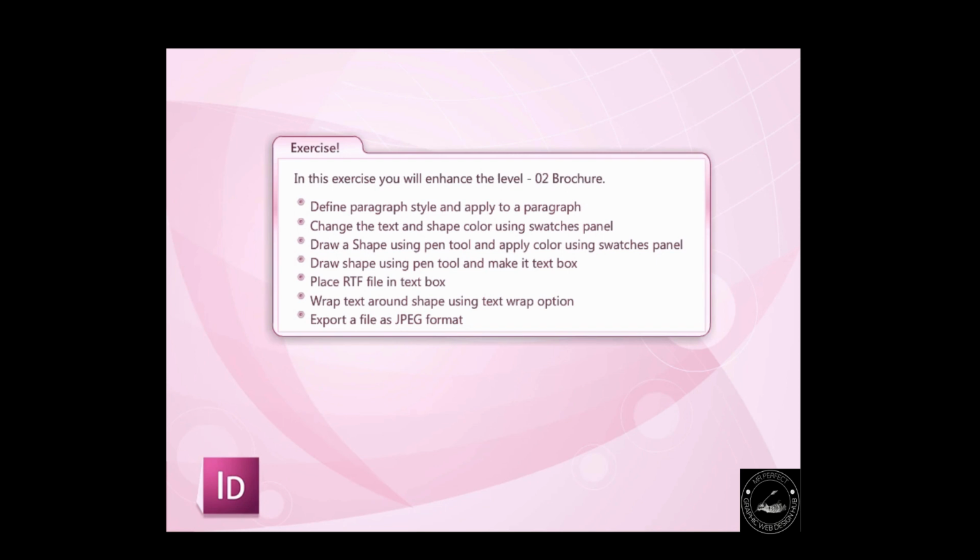In this exercise, you will enhance the level 2 brochure. Define a paragraph style and apply it to a paragraph. Change the text and shape color using the swatches panel. Draw a shape using the pen tool and apply color using the swatches panel. Draw a shape using the pen tool and make it a text box. Place an RTF file in the text box. Wrap text around a shape using the text wrap option. Export the file as JPEG format.